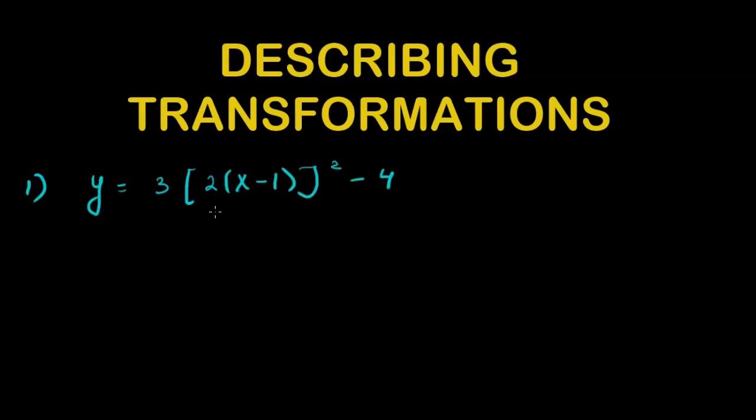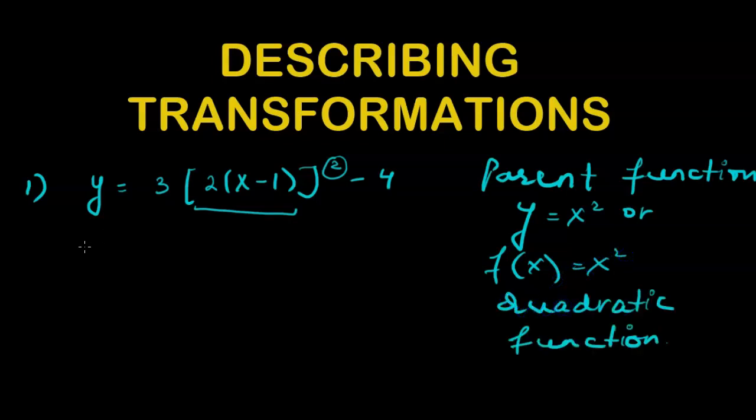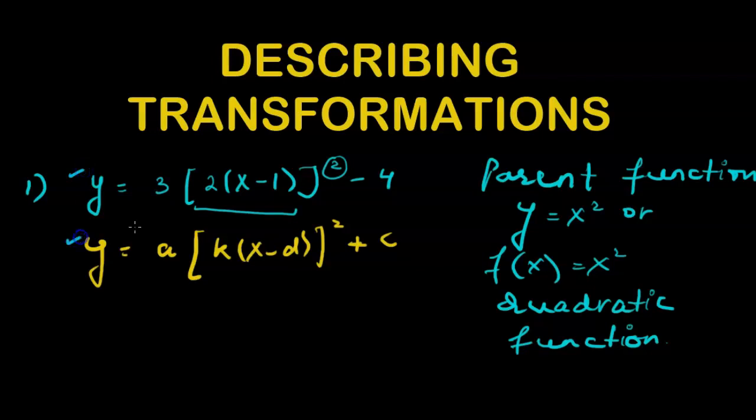Let's say we're supposed to describe transformations for this transformed function equation. We see that this whole bracket has a power 2. That means the parent function of this transformed equation is y = x squared, or we can write it as f(x) = x squared, which is a quadratic function. Now if we write down the general transformed equation, this is how a general transformed equation for a quadratic function looks like. We would just match our question equation with the general equation and then read our parameters.